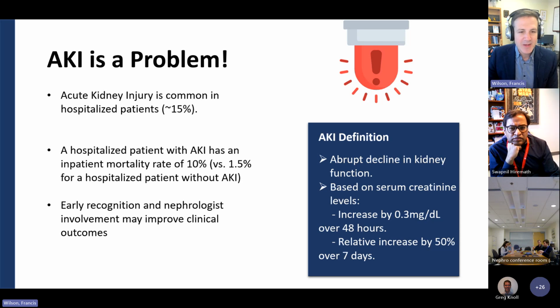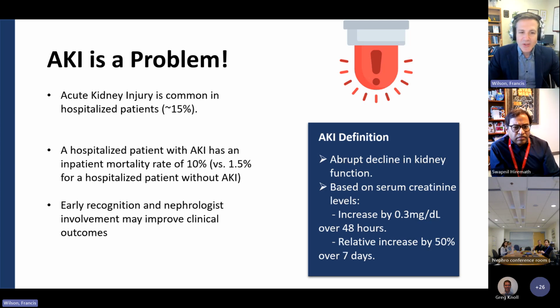About 15% of patients in our hospitals will develop AKI based on this KDIGO definition, which is in the blue box that you've all probably memorized at this point. But you may not realize that the association between acute kidney injury and inpatient mortality is incredibly strong. Someone with AKI has a 10% inpatient mortality rate at our hospitals, versus 1.5% for people that have at least 2 creatinines. So people who are really admitted to the hospital and are getting blood tests, who do not have AKI.